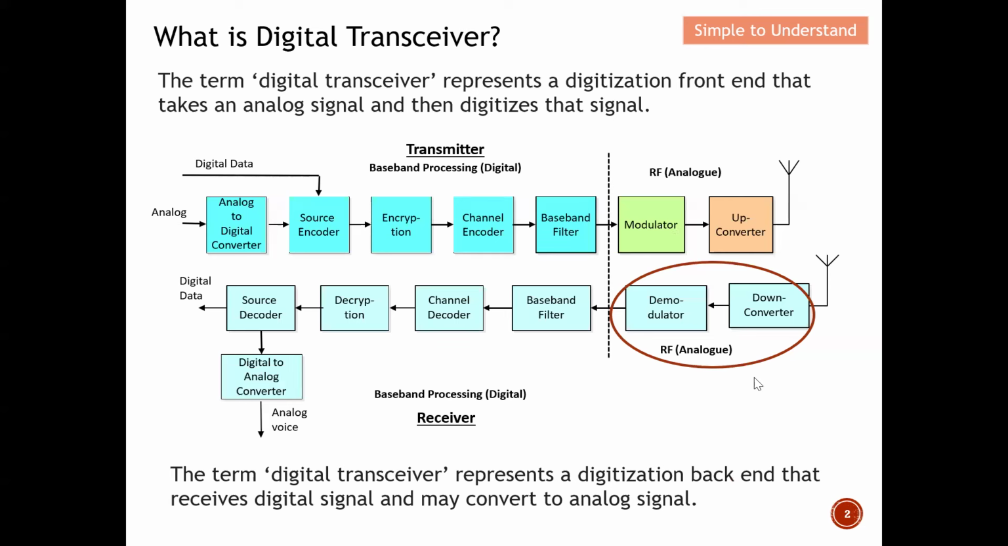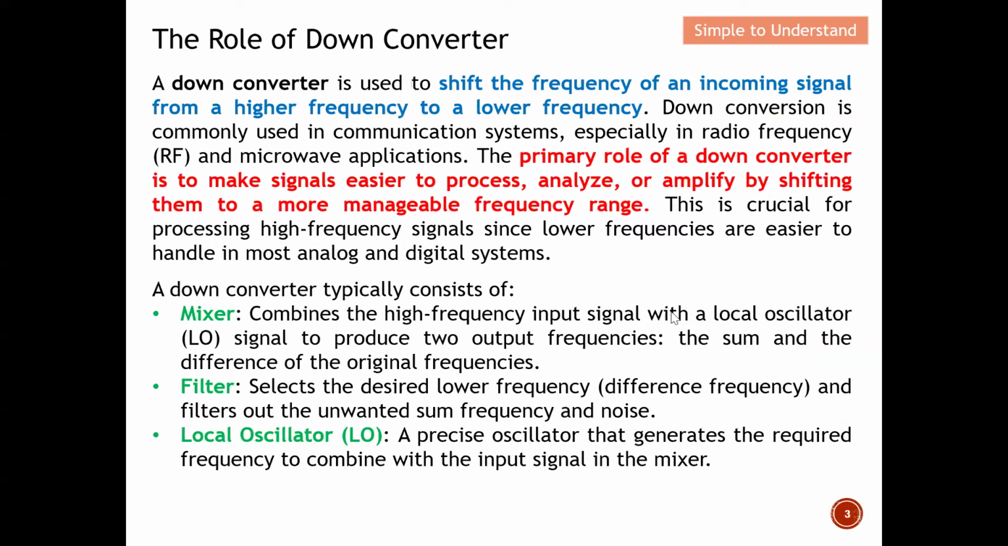Let's focus on the RF for a start. Under this RF component, we have the down converter. We also have the demodulator. So what is actually a down converter? A down converter is simply used to shift the frequency of an incoming signal from a higher frequency to a lower frequency. So in short, a down converter simply converts the frequency from high to low.